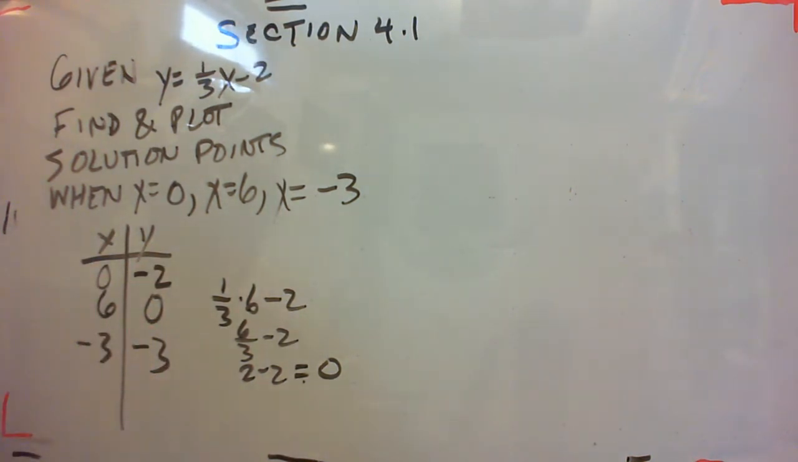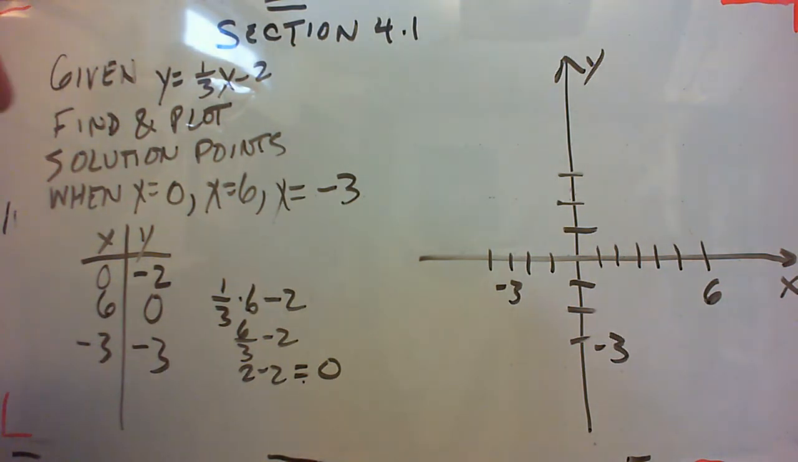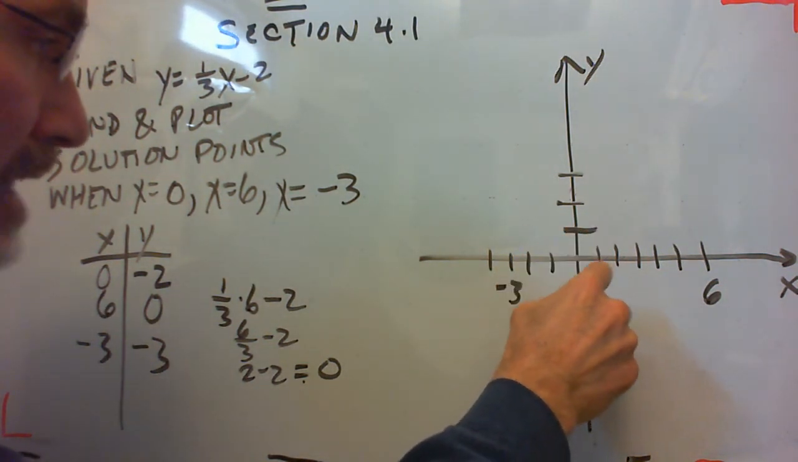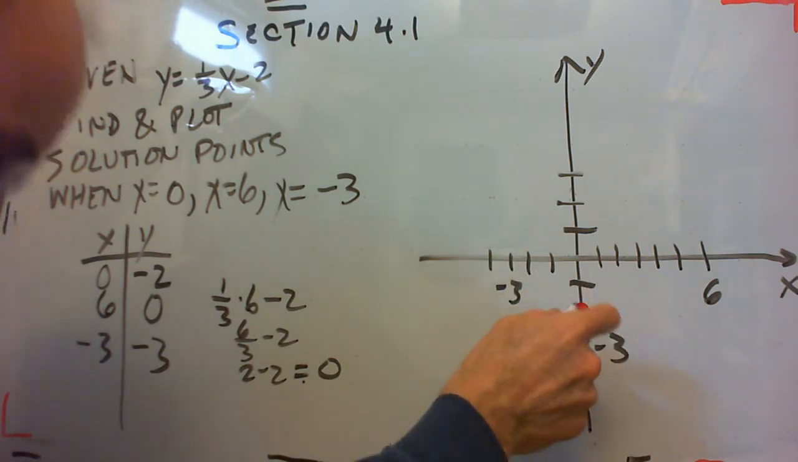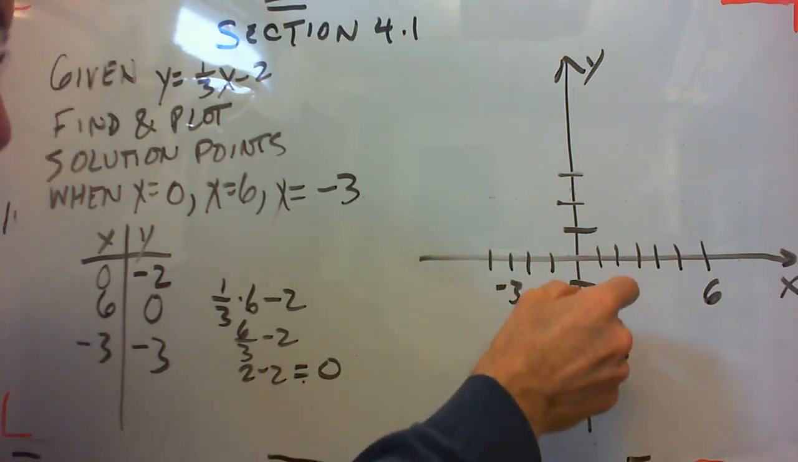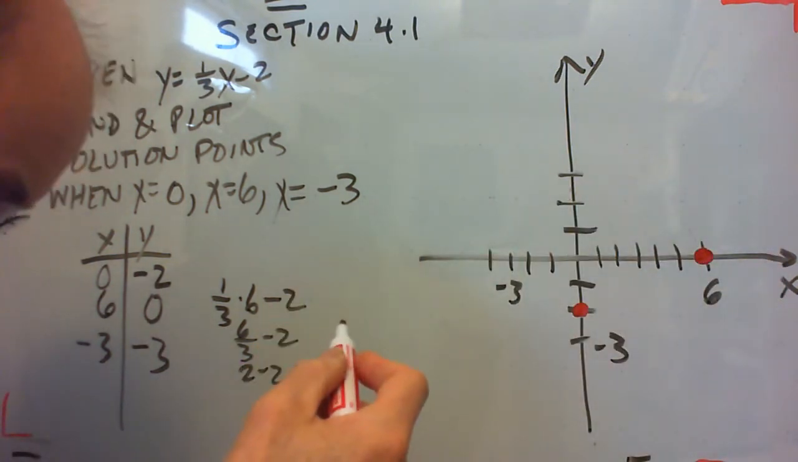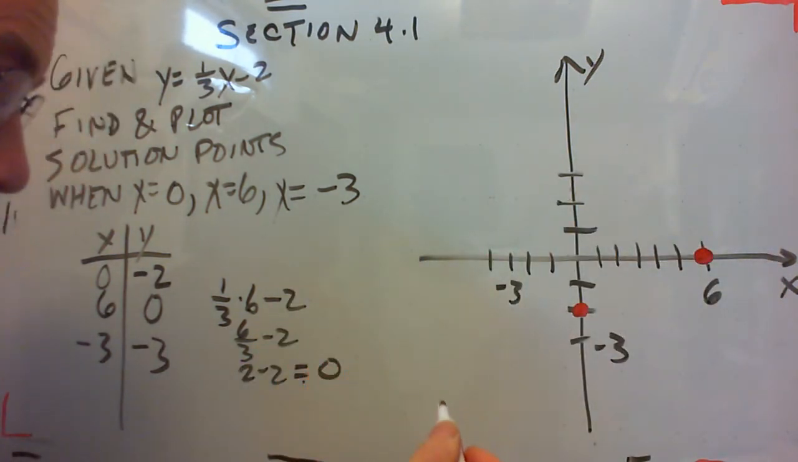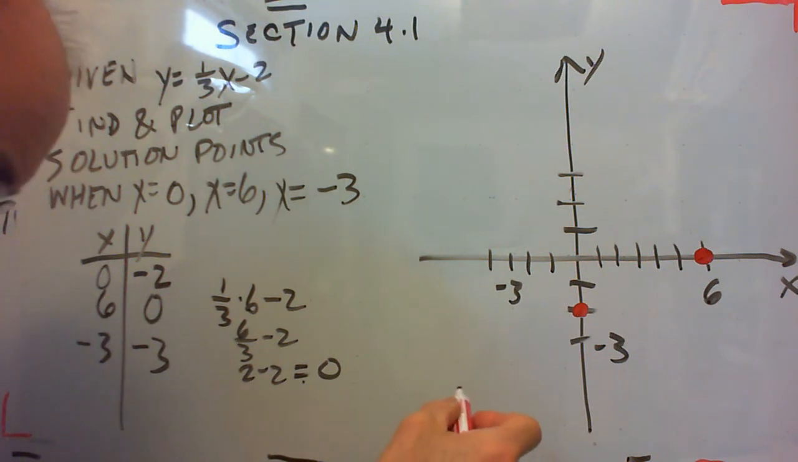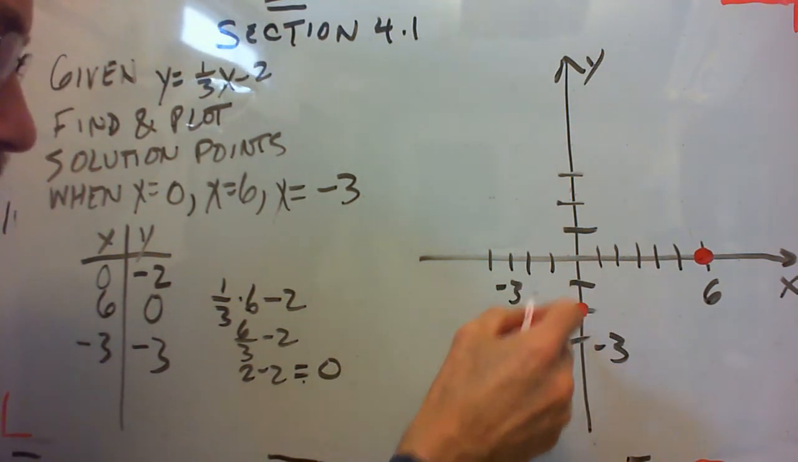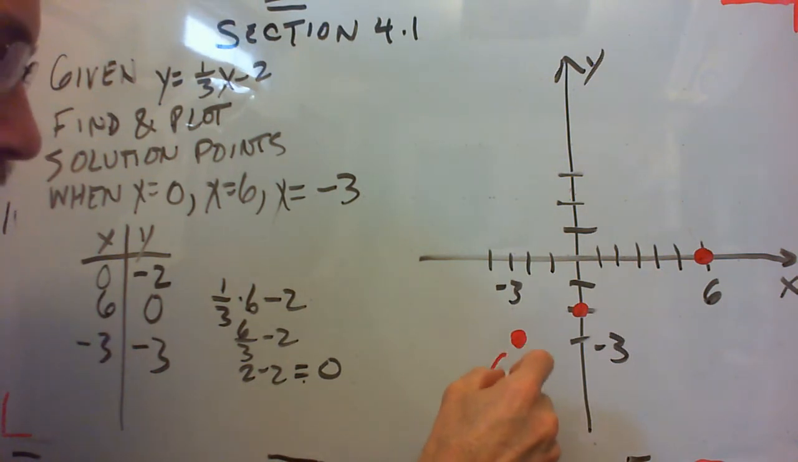Okay, now we're going to plot these points. We plot 0, negative 2: x is 0, y is negative 2. That's right on the y-axis. We plot 6, 0, which is on the x-axis. And then we plot the point negative 3, negative 3, which is down here.